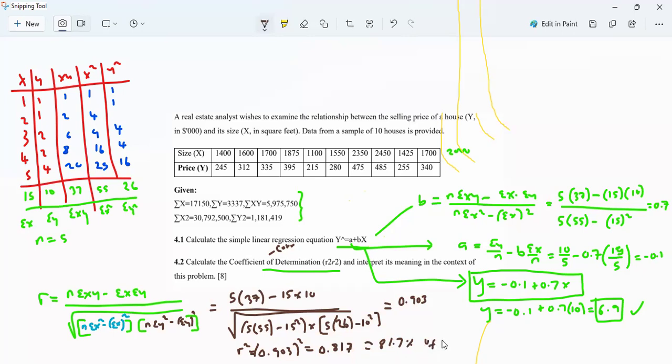If you're going to apply it to our question here, 81.7% of the price is determined by the size, or the square meters of the floor, when you're selling the house. You need to actualize the meaning in the context of the question.